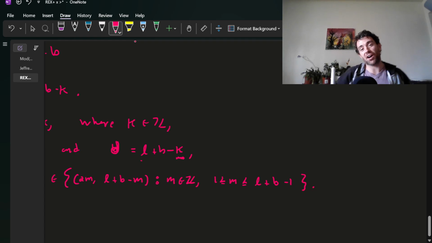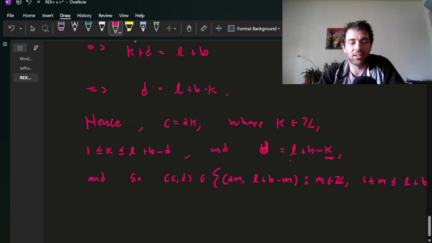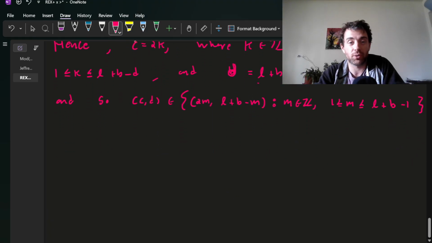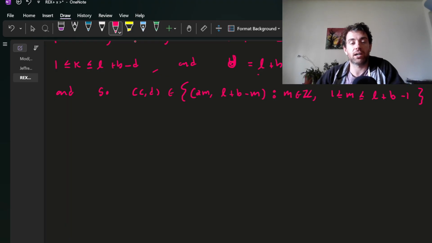Okay, but that's only half the battle. We need to argue in the other direction. So we need to now begin with a pair belonging to this set, and argue that it belongs to the equivalence class of AB.